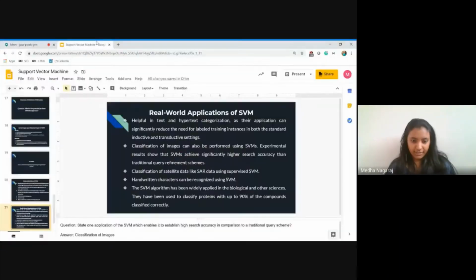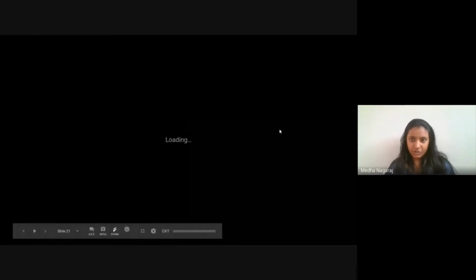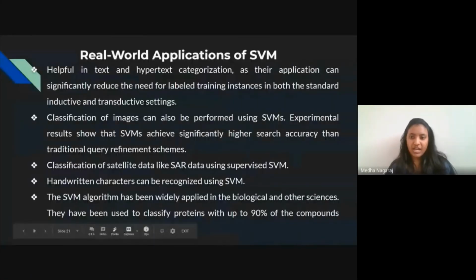My question is, state one application of SVM which enables experiments to achieve significantly higher search accuracy as compared to traditional query refinement schemes. The answer is the classification of images; SVMs help us to do so. Thank you.